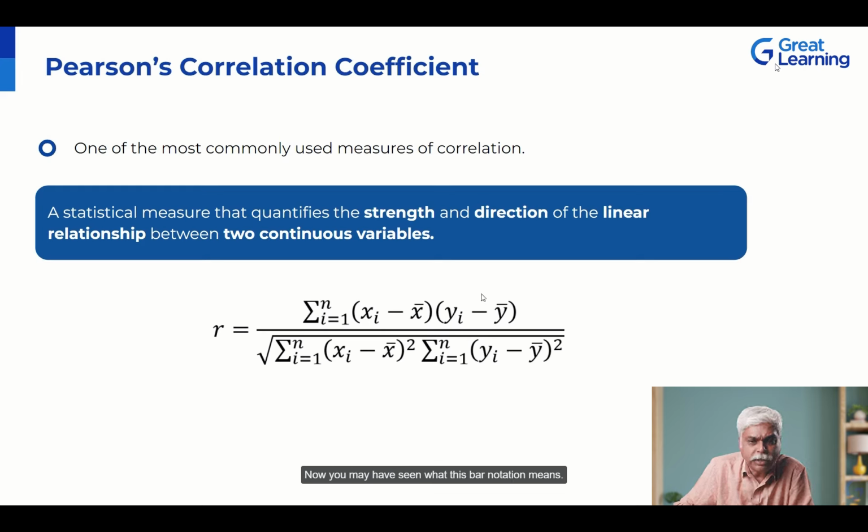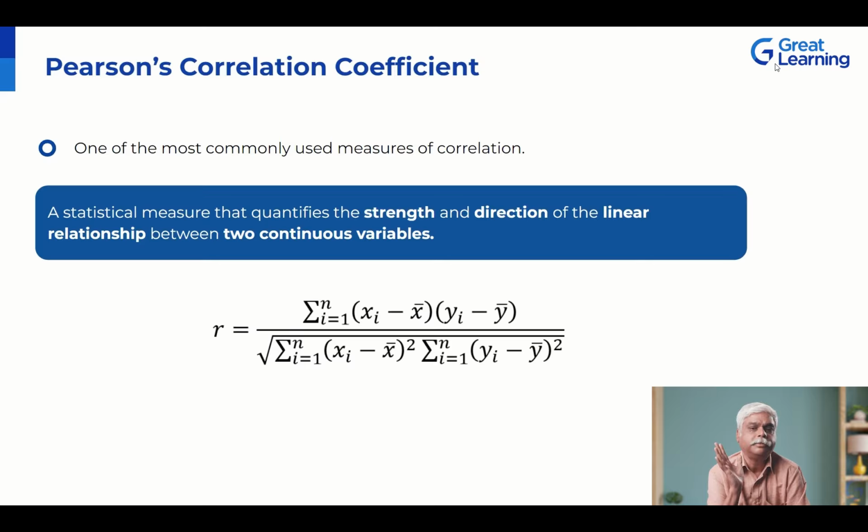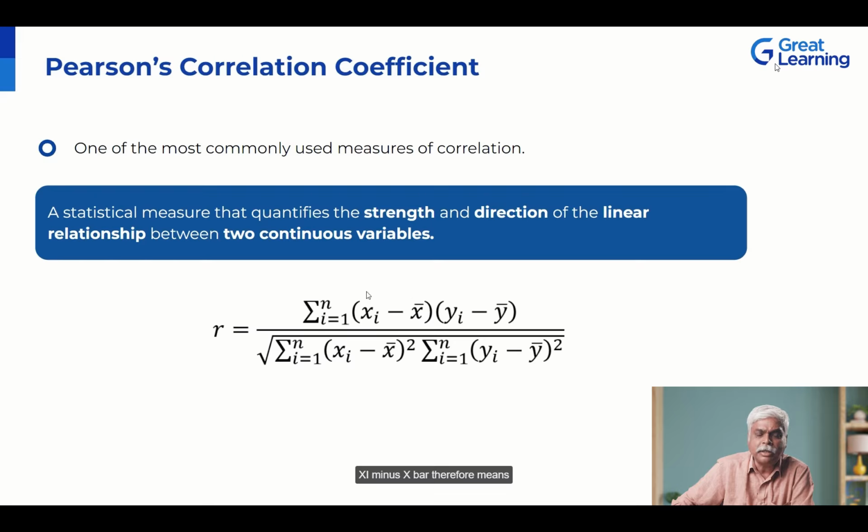Now you may have seen what this bar notation means. This bar notation means average, arithmetic mean, average advertising, average sales. So now, let's think about this. Xi minus x bar therefore means how much, say, advertising is above average advertising. And yi minus y bar means how much sales is above average sales. So now think about this product, xi minus x bar, yi minus y bar.